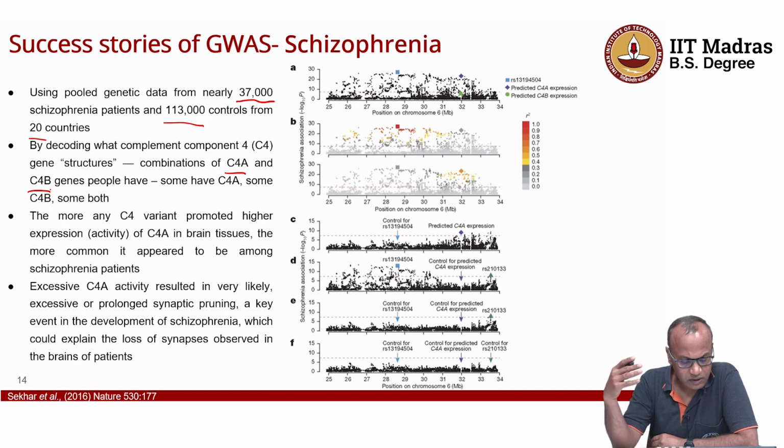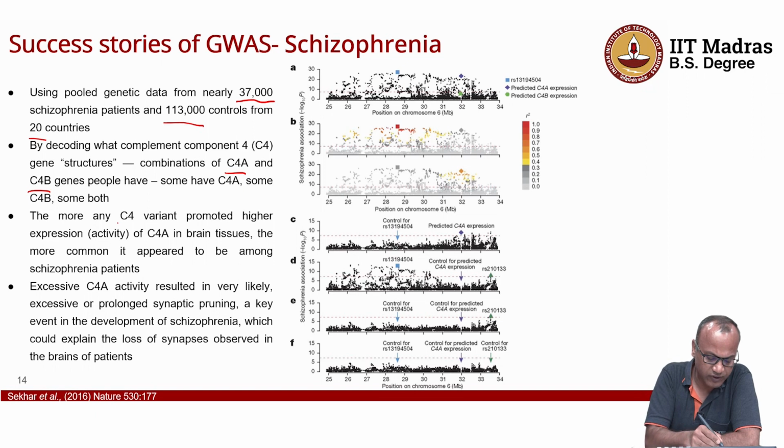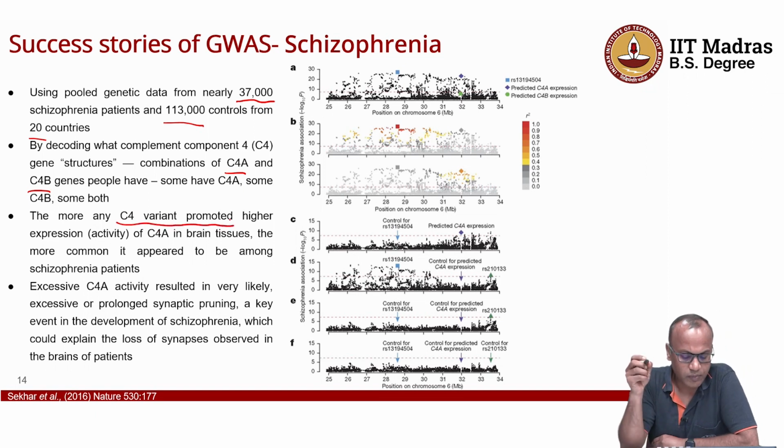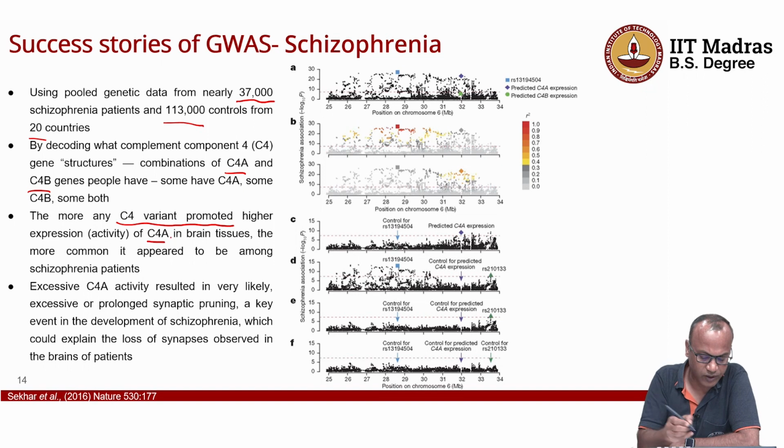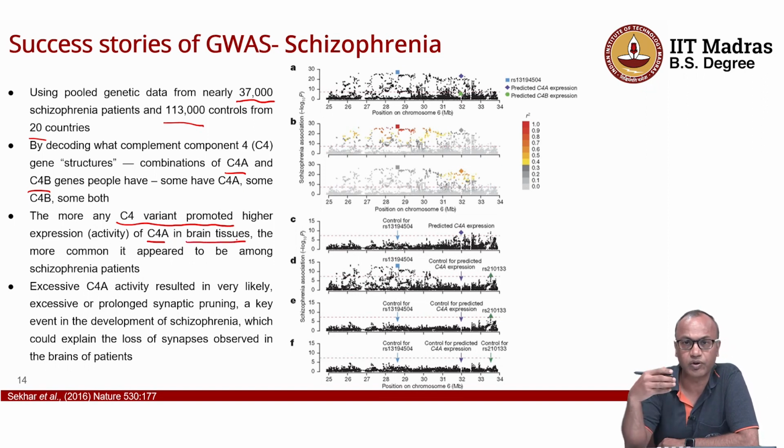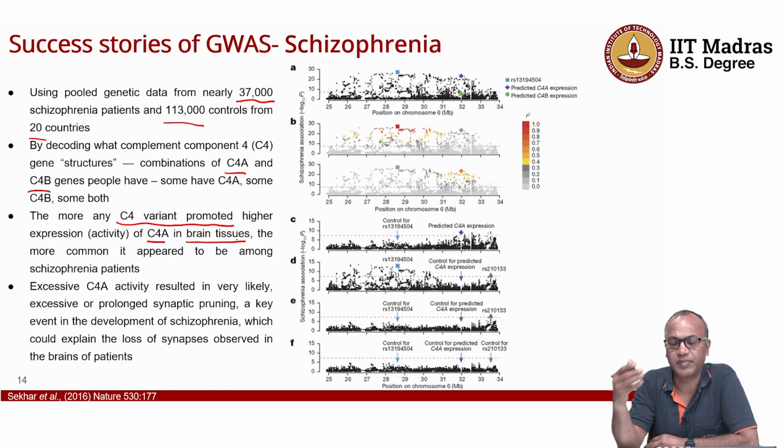But some of the very interesting associations came up with C4A and B genes, and what was also identified was that C4 variant promoted higher expression of C4A in brain tissues. So, this is becoming more specific because it's a mental disorder, and this higher expression appeared to be more common in schizophrenic patients. So, there was a gene that was identified which was highly active in the brain tissue, and the change in the expression level of that gene was associated with schizophrenic patients.